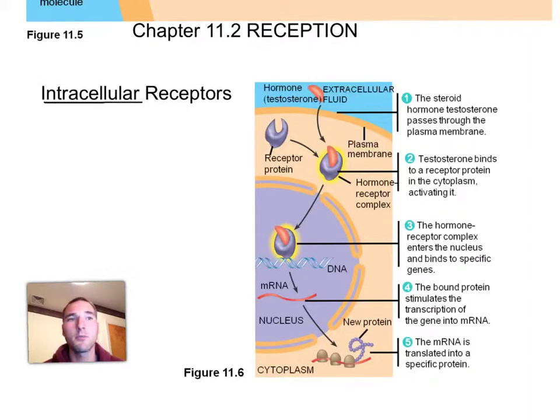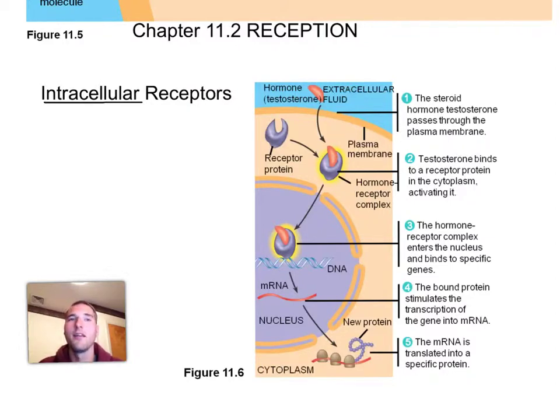But intracellular reception, the example they use here is testosterone. And first of all, the definition of intracellular reception, all you need to know there is that the signal is received by a receptor protein inside of the cell.